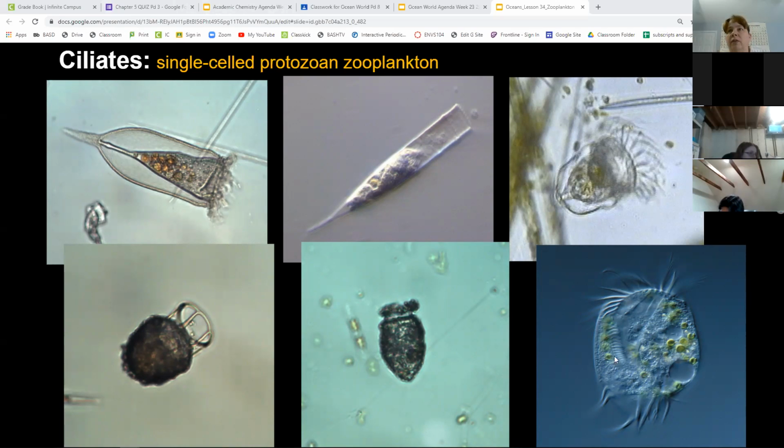Some have more obvious cilia than others. Some of these have shells, others don't. And these are found in both marine and freshwater.